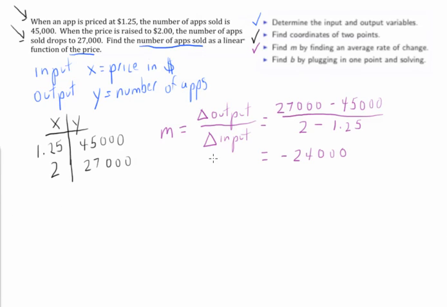Last step, we need to find b. We know our equation has the form y equals b minus 24,000 x. So we need to plug in a point into this equation to solve for b. I'm going to use that line right there. So my y is 27,000. The b is what I'm solving for. And I've got minus 24,000 times 2.